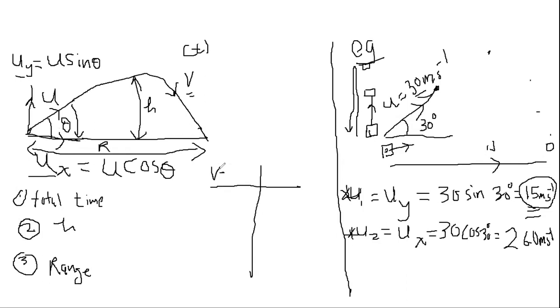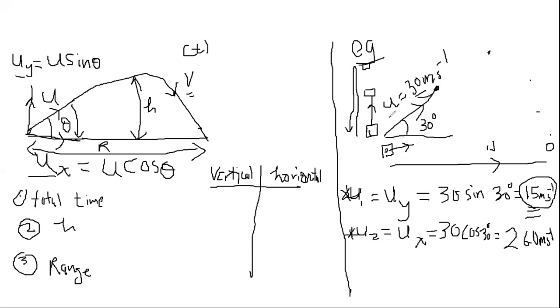vertical and horizontal first. This is a two-dimensional movement, you know. So you have two sets of readings: one is vertical, one is horizontal.